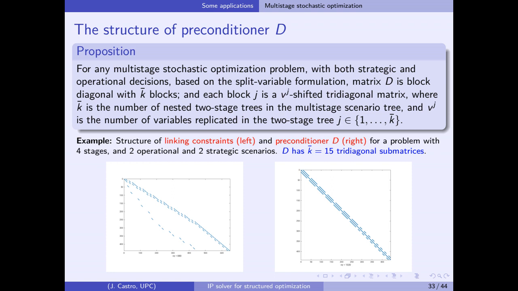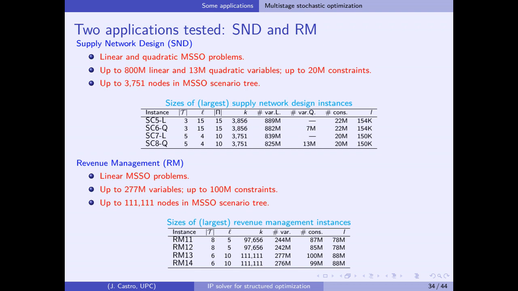So I was working with the other two co-authors on this for some time, implementing and developing models, and we finally tested two particular applications. The first application was a supply network design problem. The second application was a revenue management problem, okay? You can see here I'm just summarizing the sizes for the largest instances.